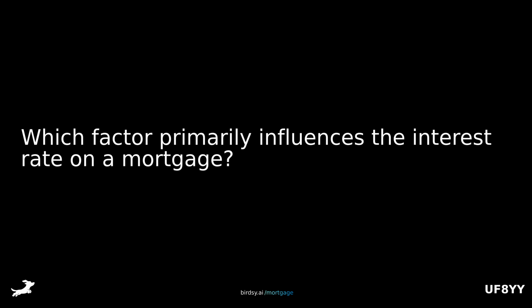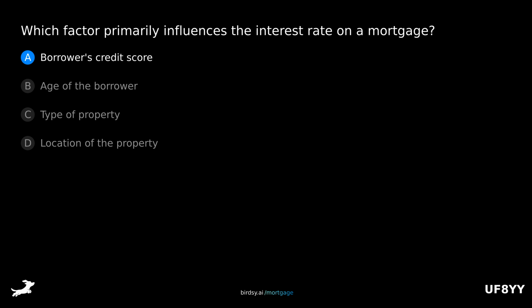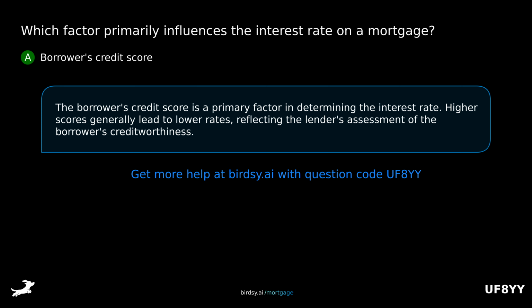Which factor primarily influences the interest rate on a mortgage? Is it A, borrower's credit score, B, age of the borrower, C, type of property, or D, location of the property? The answer is A, borrower's credit score. The borrower's credit score is a primary factor in determining the interest rate. Higher scores generally lead to lower rates, reflecting the lender's assessment of the borrower's creditworthiness.